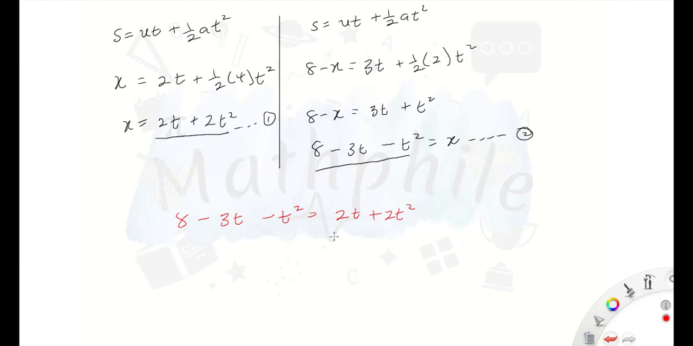So we can group like terms. Let's move all the elements to the left, I think that should be okay. So 8 minus 3t minus t squared minus 2t minus 2t squared is equal to 0. We do the manipulation: negative 3t squared, and these two elements should give negative 5t plus 8 is equal to 0.